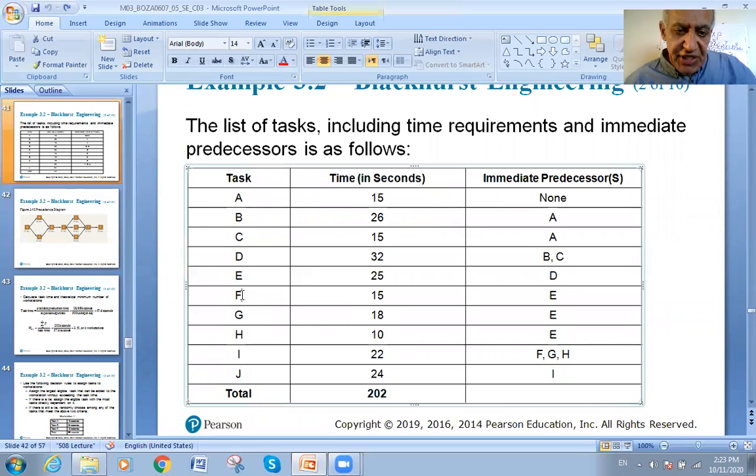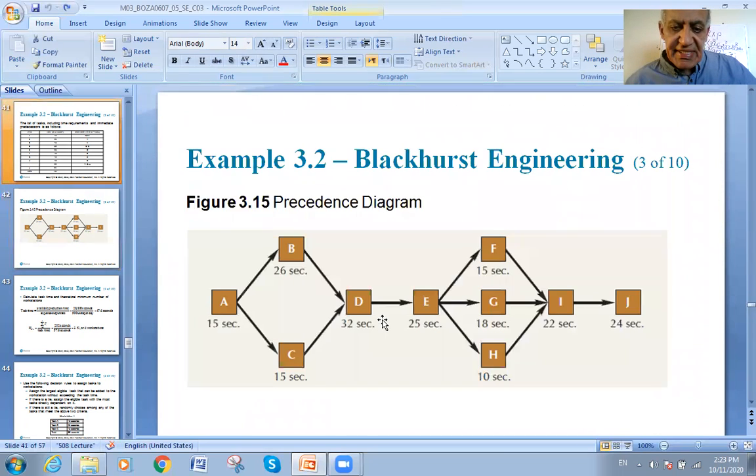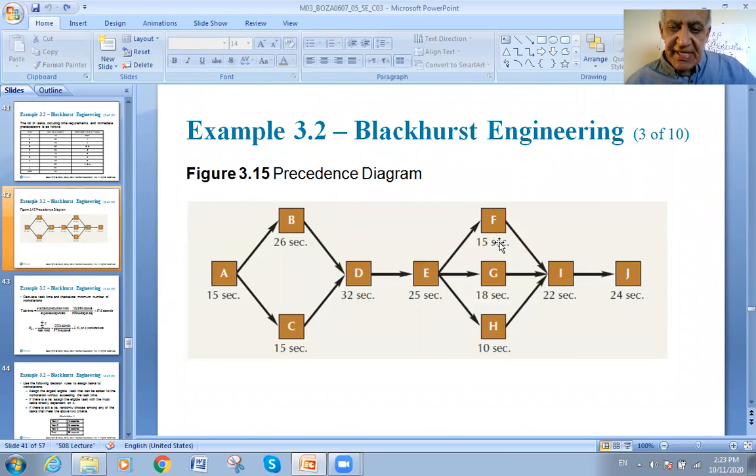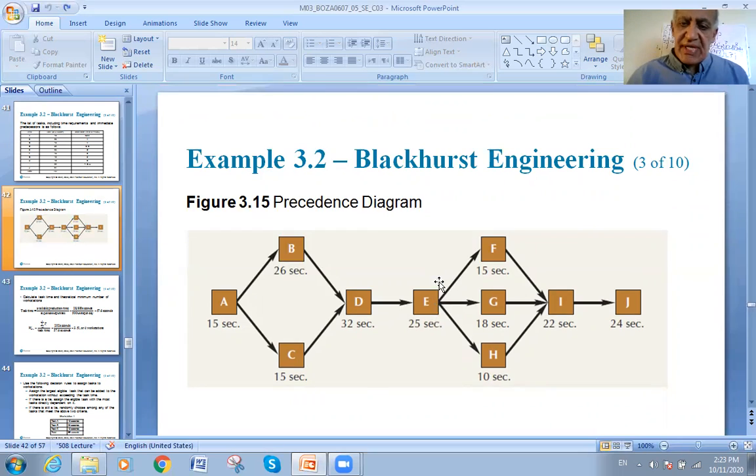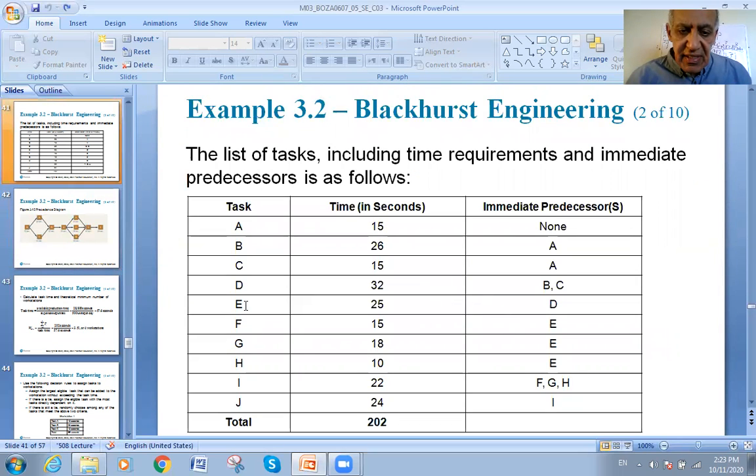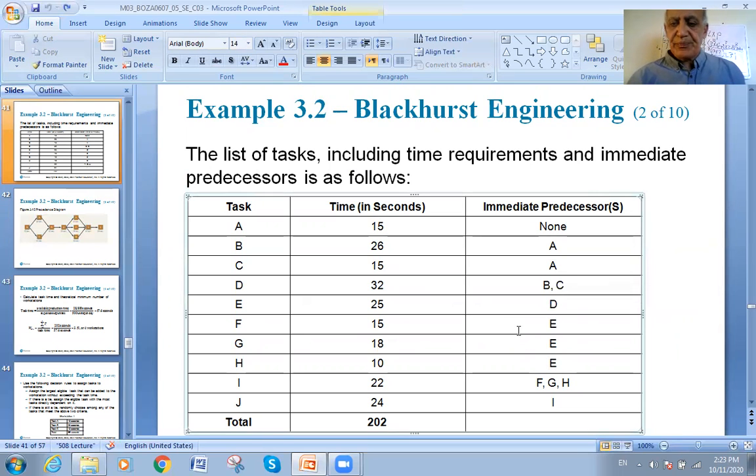Now let's go to stage F. Stage F is 15 seconds. Without looking at the schedule, I expect that it is preceded by stage E. When I check the schedule, I see F is preceded by stage E. That's fine.